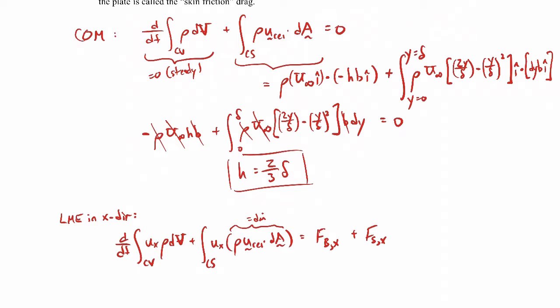A little bit of mass flow rate. So mass flow rate times the velocity gives you the flow rate of linear momentum. And then here, of course, we have our body forces in the x direction and surface forces in the x direction. So let's evaluate all of those terms for our control volume.